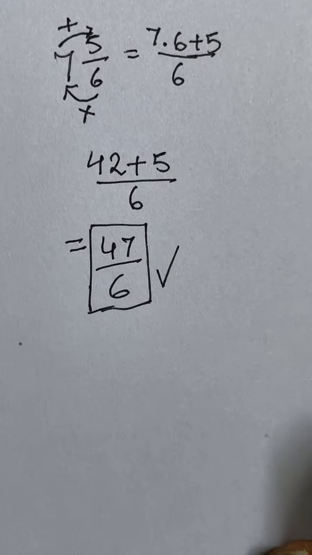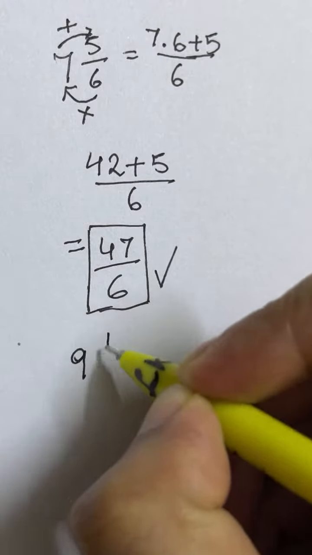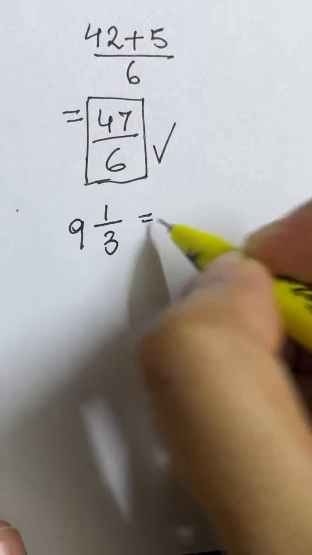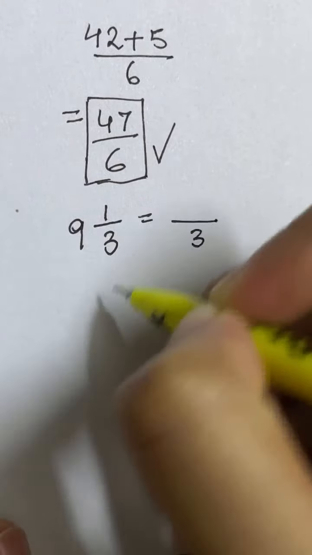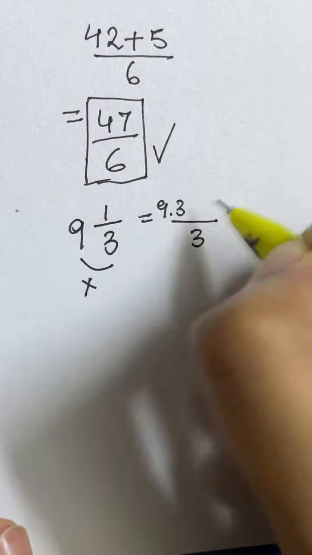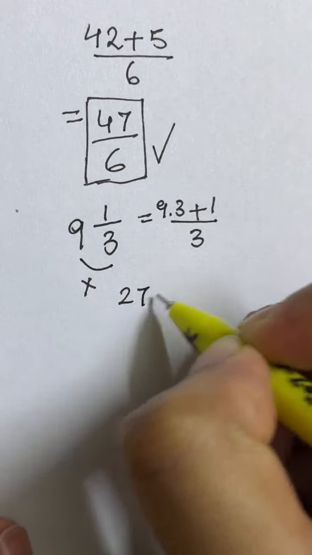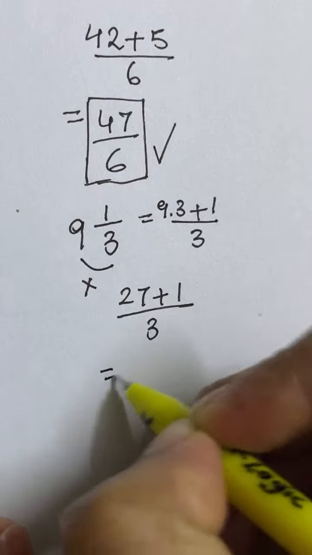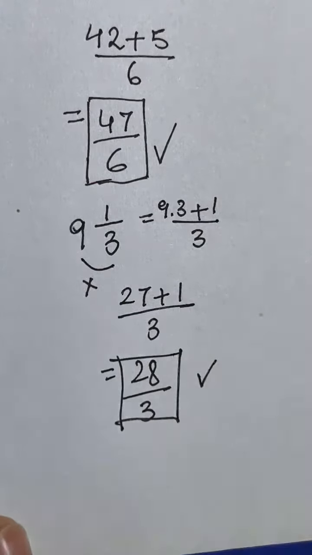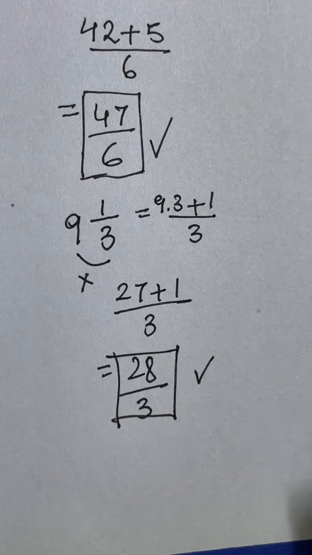So for example, if you have 9 1/3, you have the denominator always the same, and then you multiply the two numbers, 9 times 3 plus 1. So 9 times 3 is 27 plus 1 over 3, that's equal to 28 over 3, and that's your answer. Done. So this is how you usually convert a mixed number to an improper fraction.